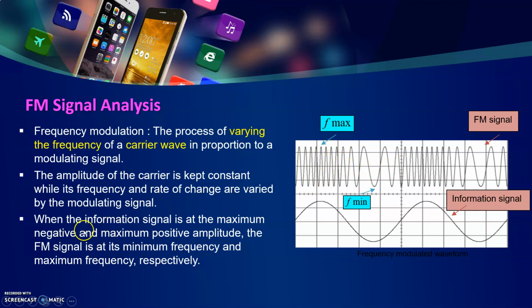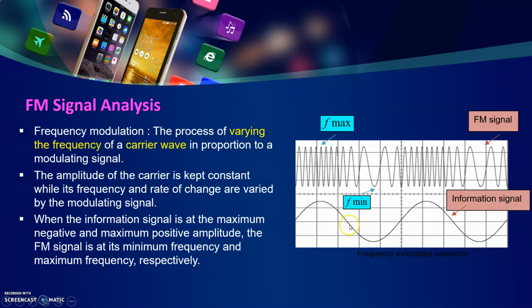When the information signal is at the maximum negative and maximum positive amplitude, the FM signal is at its minimum frequency and maximum frequency. You can see here, this is the information signal, and this is the maximum positive amplitude. What happens when the information signal is at the maximum amplitude? The frequency will be maximum, Fmax. The frequency of the carrier wave will be modified to Fmax.